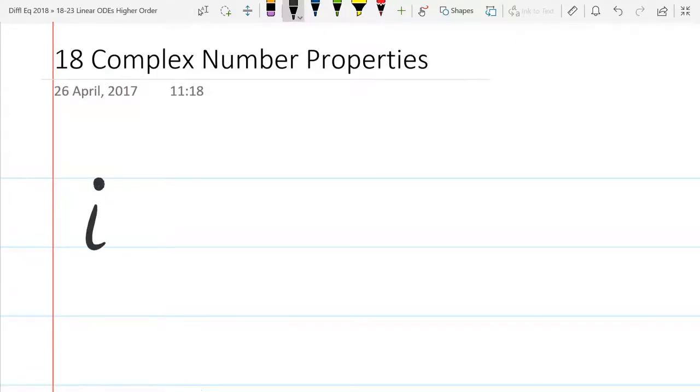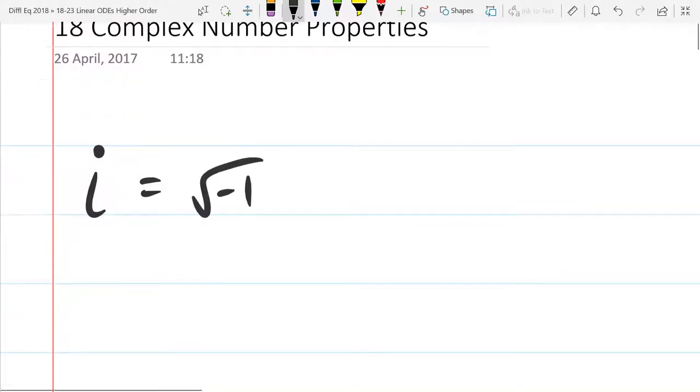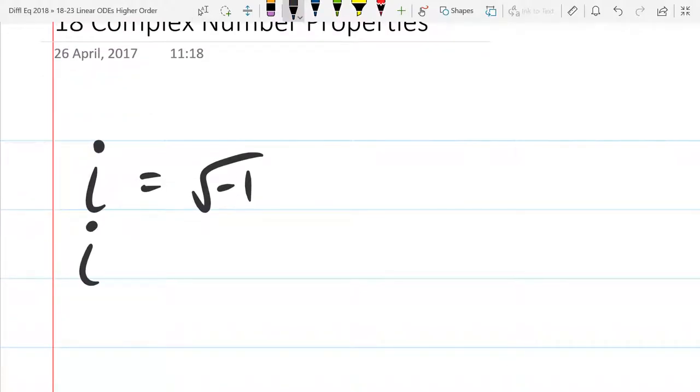So what's the one thing you should remember about i? It's the square root of negative 1. That's one way to remember it. The other property of i is the exact same property: what is i squared? Negative 1. You probably already know both of them, but you only really need to know one of them, and you get the other one for free, basically.